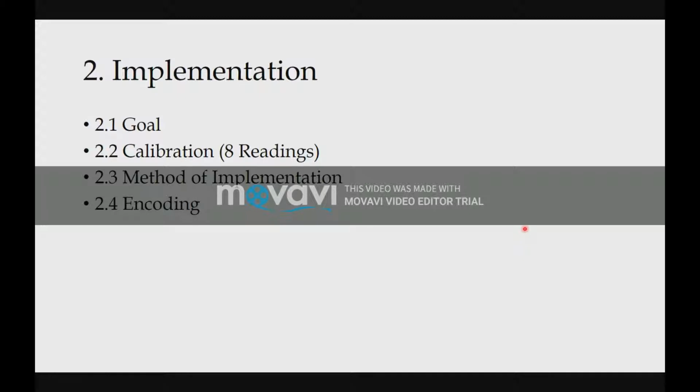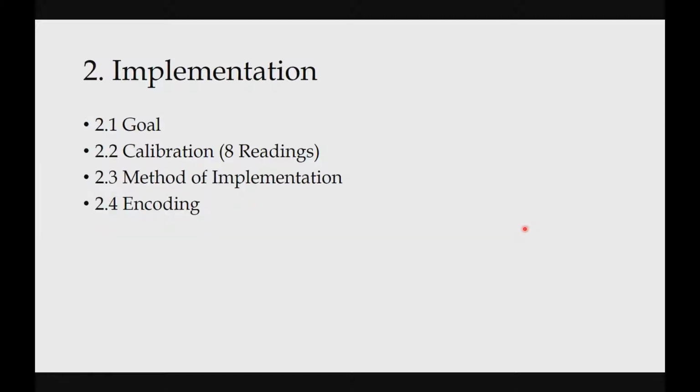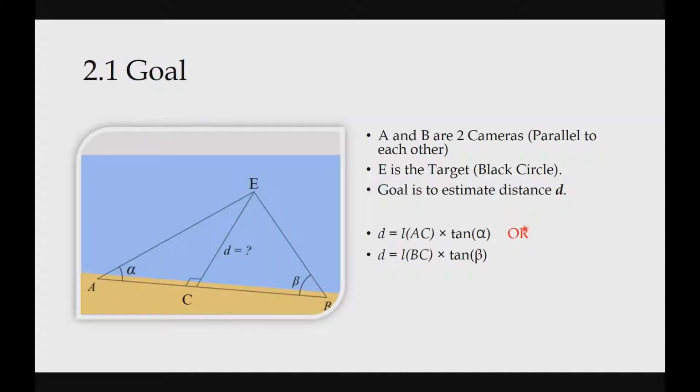Hello, my name is Neeraj. I will explain the implementation and results of the experiment. Implementation consists of 4 parts: goal, calibration, method of implementation, and encoding. I will explain them one by one.